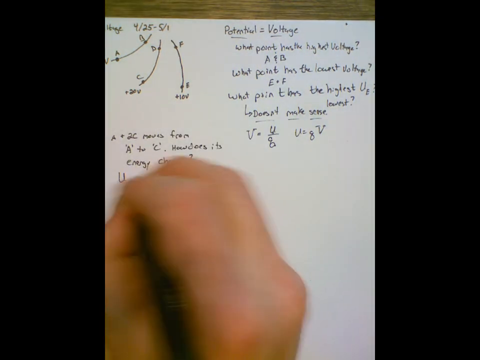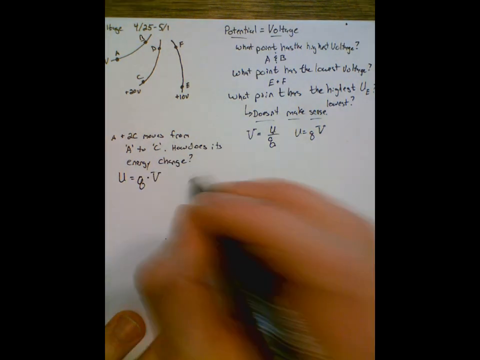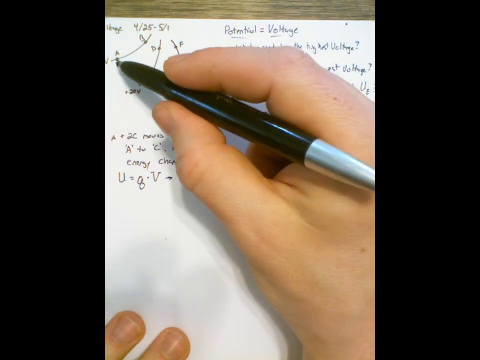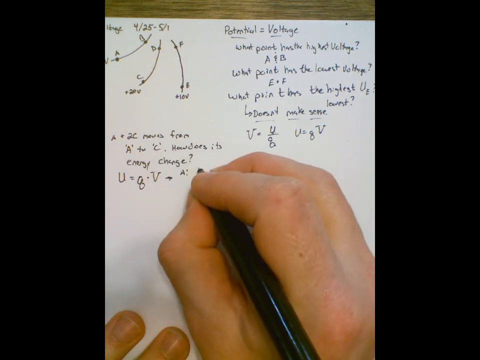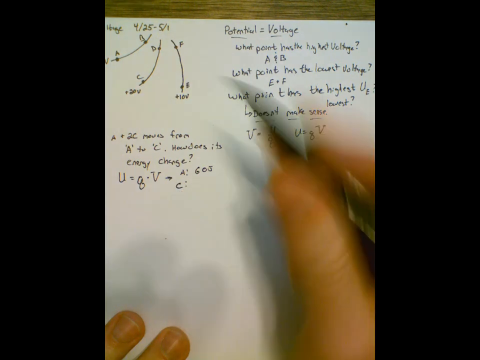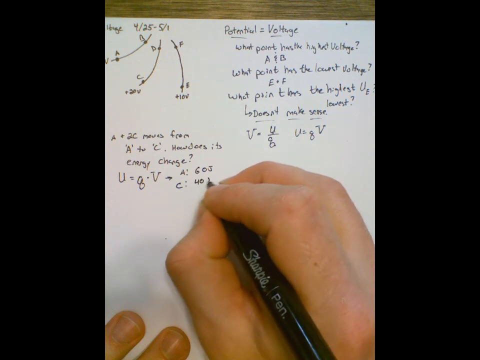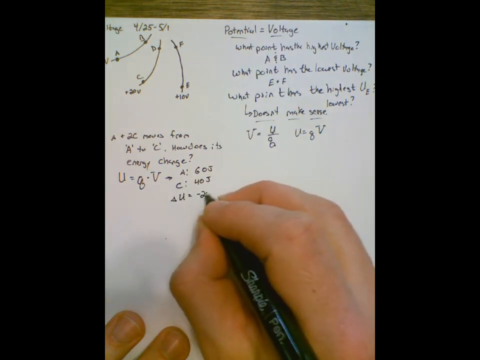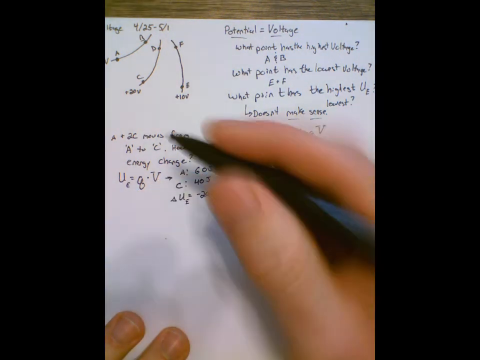Well, if we look at this idea that energy is charge times voltage, I can say, okay, at point A, it has 30 volts, and it's a 2 coulomb charge, so that's 60 joules. At point C, it's at 20 volts. It's a 2 coulomb charge. It has 40 joules. How much energy change? Negative 20 joules. Notice this is potential energy for a single charge.